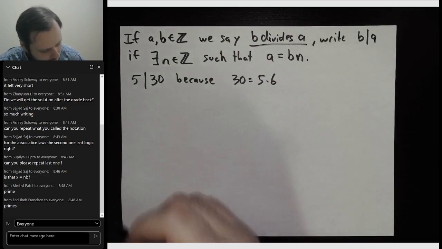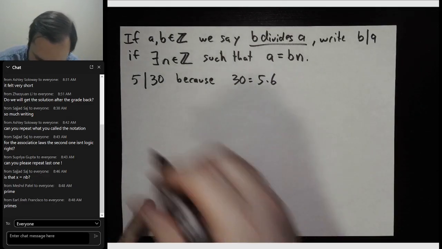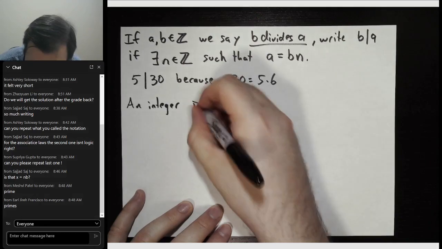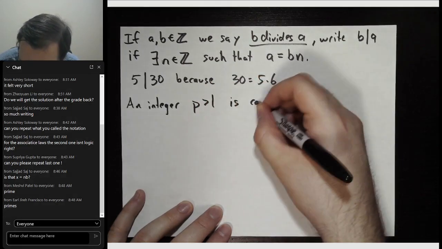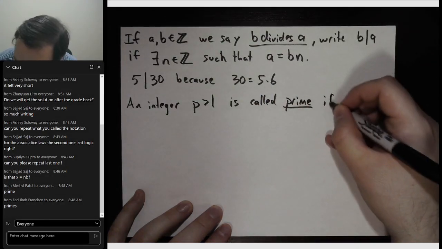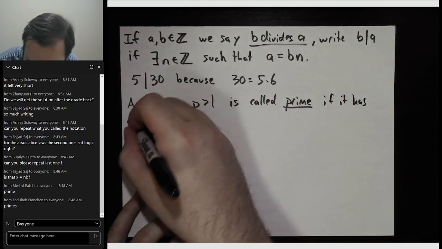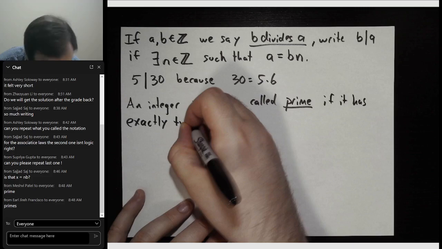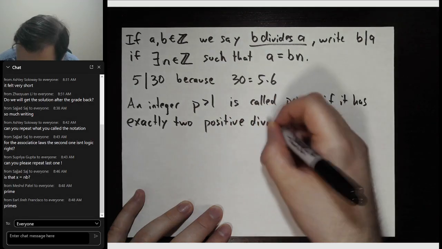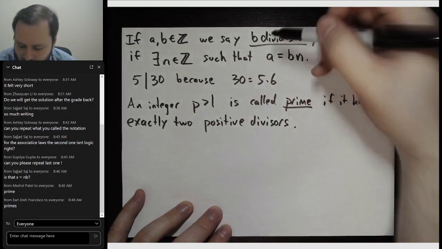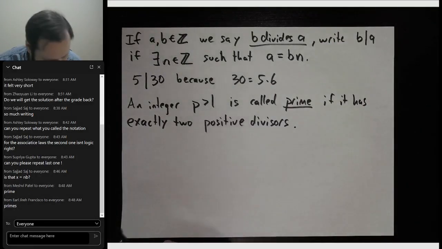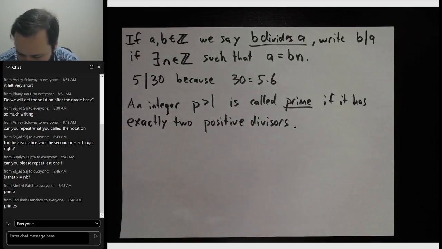And now, an integer p that is bigger than 1 is called prime if it has exactly 2 positive divisors. So if B divides A, then B is a divisor of A. So if we have exactly 2 positive divisors, then you are prime.